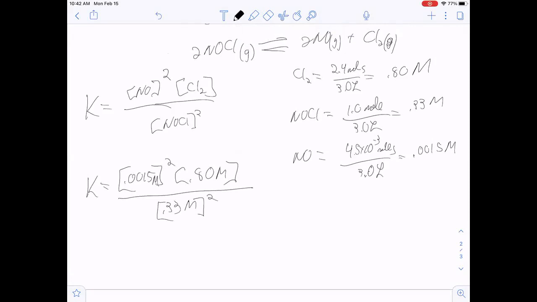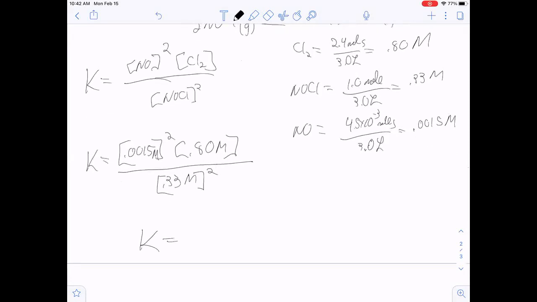Now, for whatever reason, they don't put units on equilibrium constants. So even though I put molar, molar, molar, they don't put any units on the equilibrium constant. So my equilibrium constant is 5.45. Oops, no, there should be 2 sig figs, so 5.5 times 10 to the negative 6th. Okay?